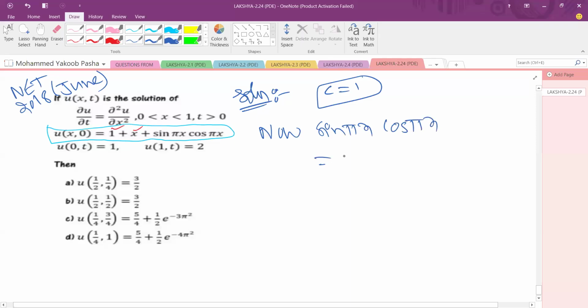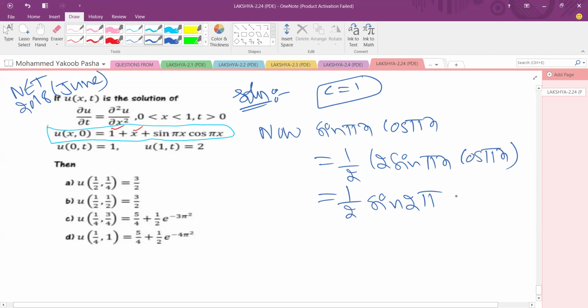Sin pi x into cos pi x can be written as 1 by 2 of 2 sin pi x cos pi x. Okay. So it is 1 by 2 of sin 2 pi x. So what is my n value here? Can you guess the n value here? Therefore, n is equal to 2 pi. This is my n value.